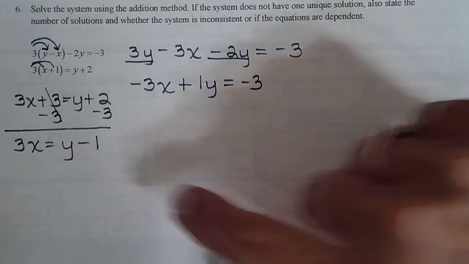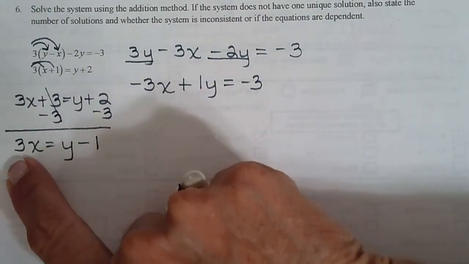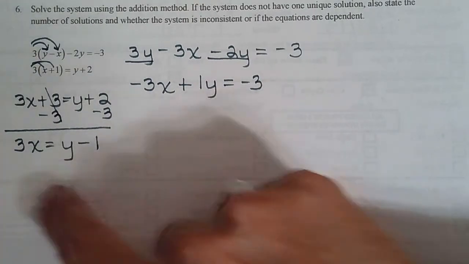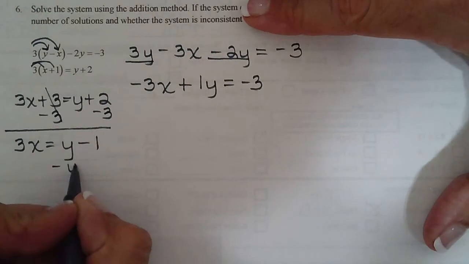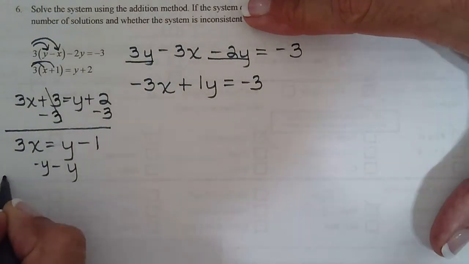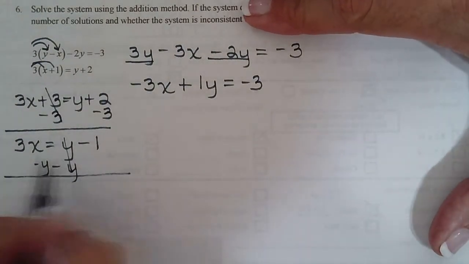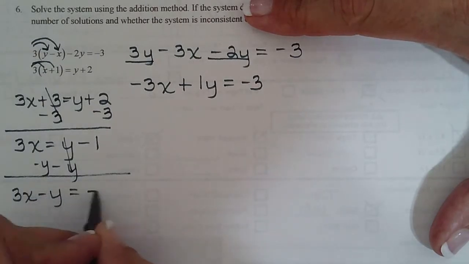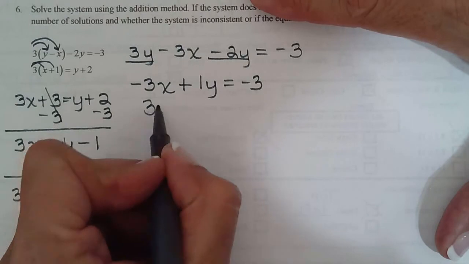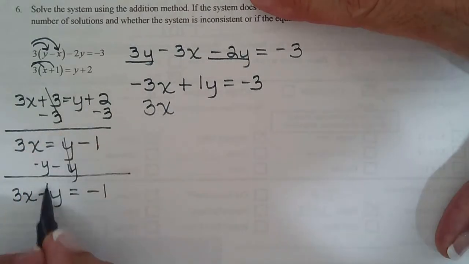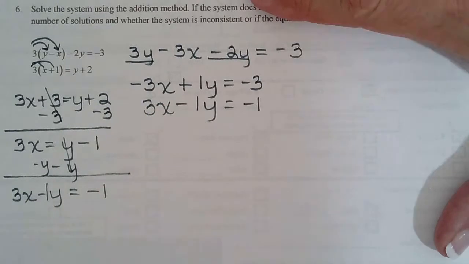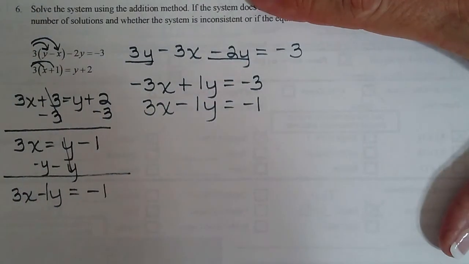So now I have my constants on my right. I have my x on the left. Now I need my y over there. So minus y. That's gone. So we get 3x minus y equals negative 1. So minus 1y. Oh my. Now that was a different little problem, huh?